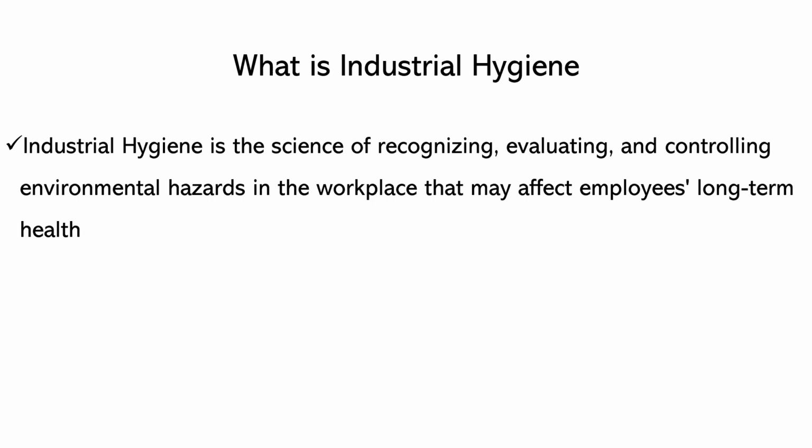Basically, industrial hygiene means finding out the invisible dangers in a particular factory or workplace, like air pollution, chemical fumes, noise, and bad lighting, and you have to fix them before they harm the employee. So basically, you are identifying any kind of danger in the workplace.